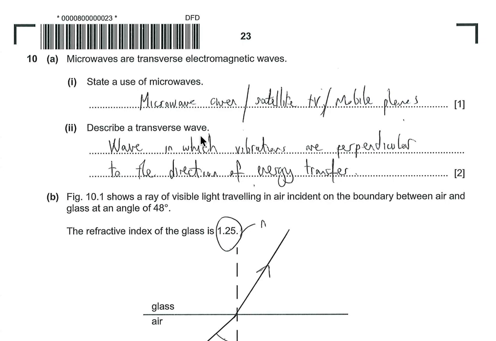As I've said, we're going to describe a transverse wave, and this time I think I've done a better job than when I did longitudinal in a previous video. A transverse wave is a wave in which the vibrations, you notice I've used that word vibration, are perpendicular to the direction of energy transfer. So we're looking here at vibrations and that idea of perpendicular. That's an important one for our definition there.